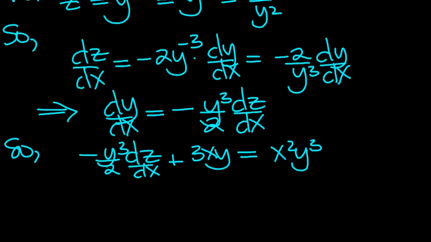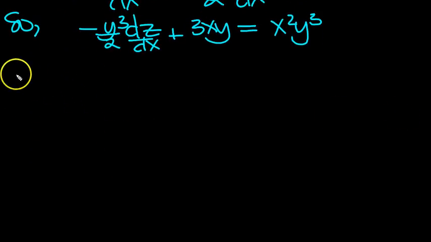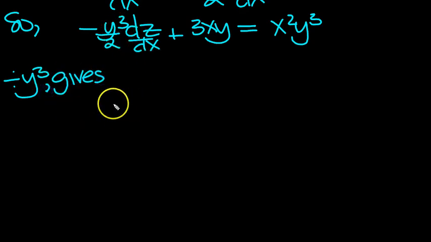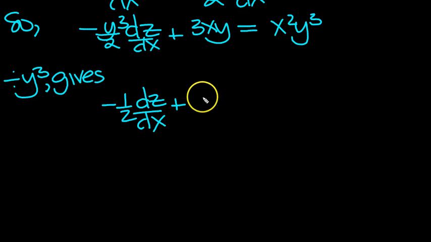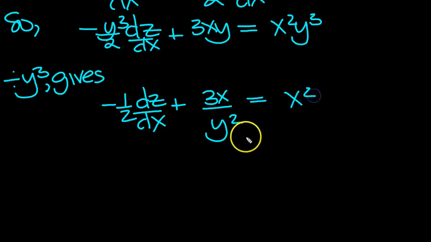Now there's a y cubed that we can divide by. So let's do that. Divide by y cubed first then, here, all the way through every term, gives, here we'll just get the minus a half dz/dx. Here we'll have plus 3x, and the y cubed, one of the y's will cancel just to leave y squared. And here we'll have an x squared, won't we?